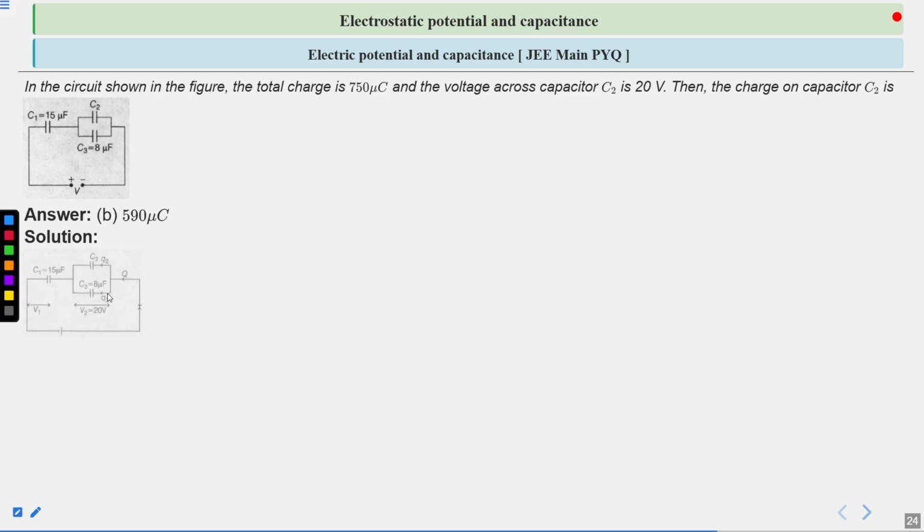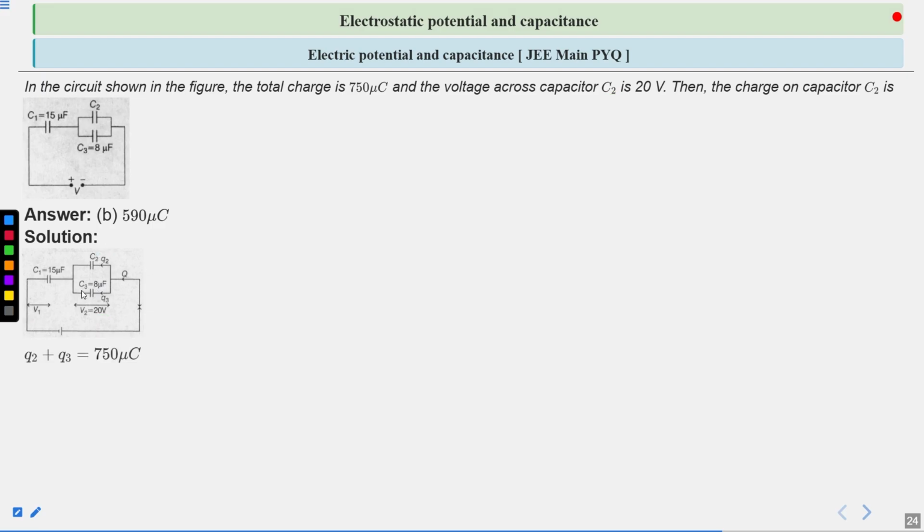So let's see the solution. This is the voltage, 20 volt, across both the capacitors. It is given that across C2 it is 20 volt, but they are connected in parallel, so the voltage across both capacitors will be 20 volt. And this V1 is the voltage across this capacitor, which we don't know. C1 is 5 microfarad, C3 is 8 microfarad. We have to find the charge on this capacitor C2.